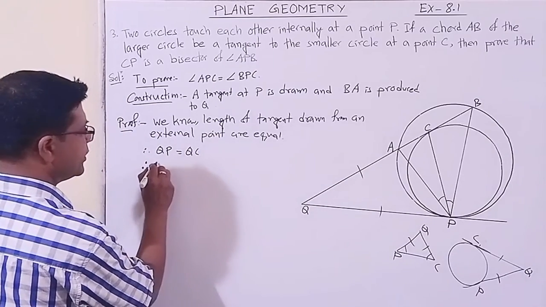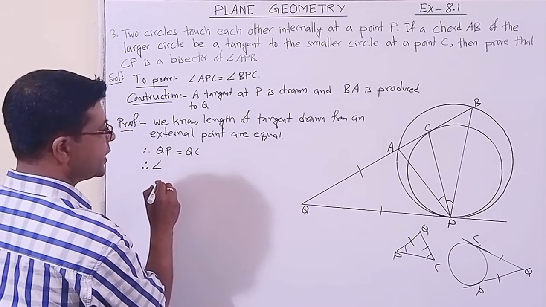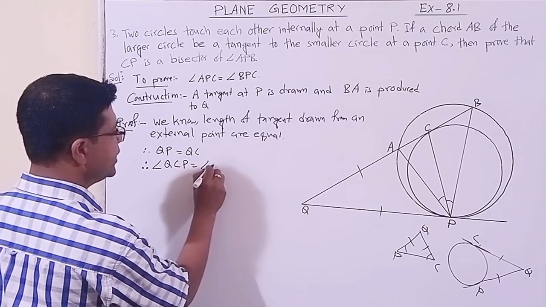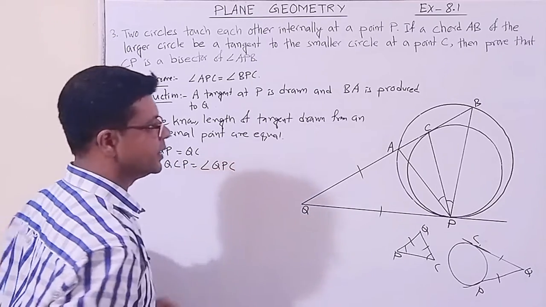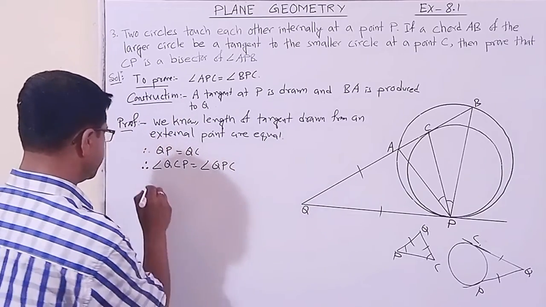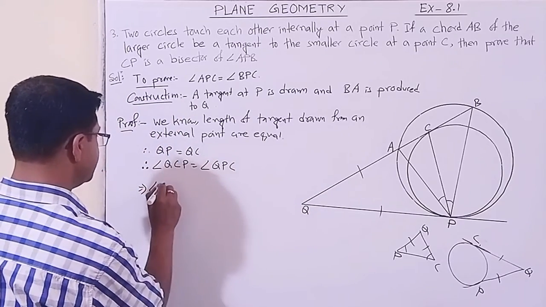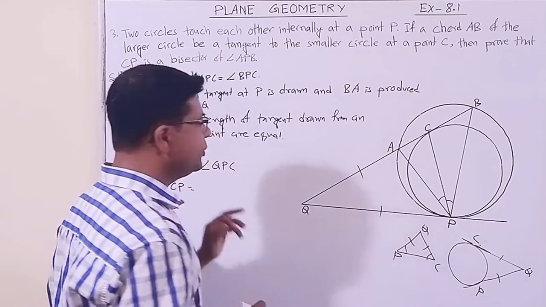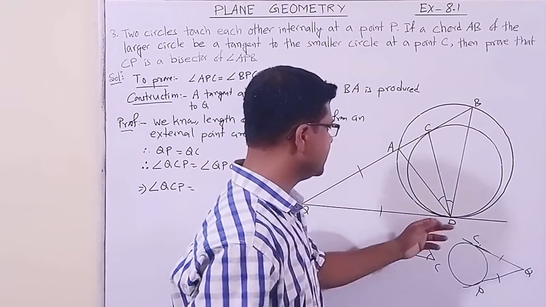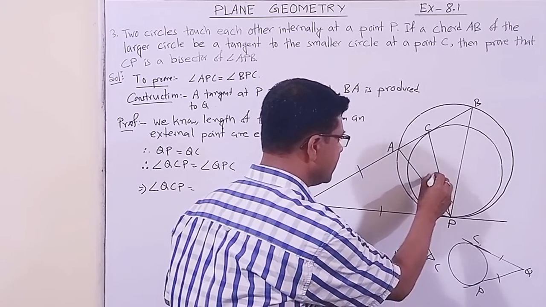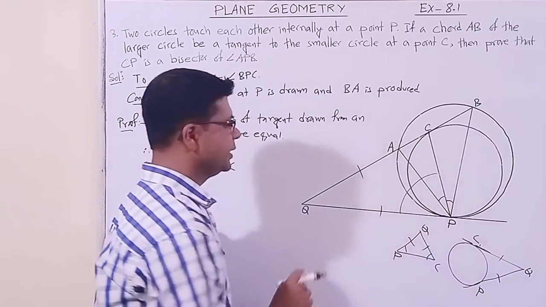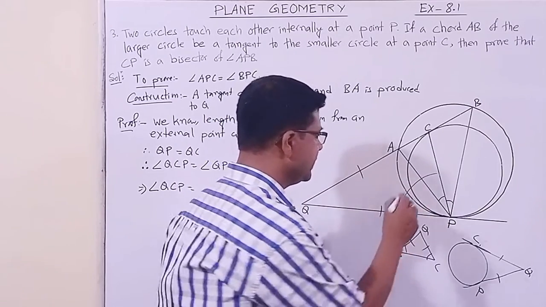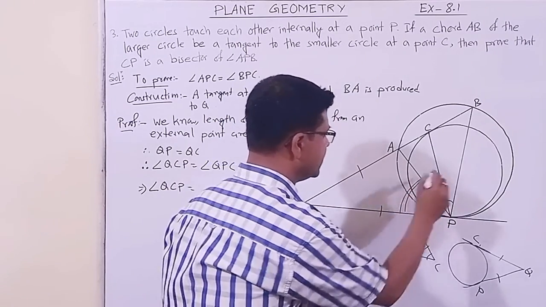So therefore, angle QCP equal to angle QPC. These two angles are equal. Let us write QCP at first. Now QPC: you can see that QPC, this whole angle, is the sum of these two angles, is it not? One angle is angle QPA, this angle, and this angle.